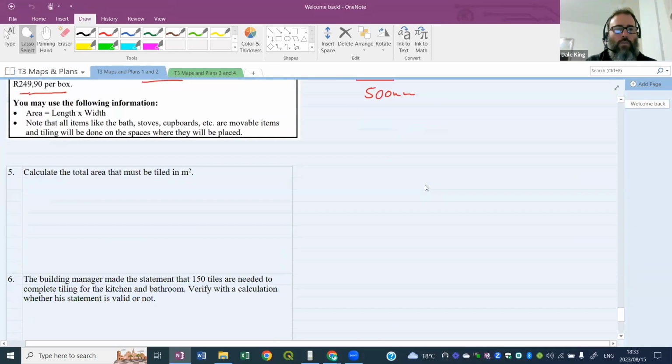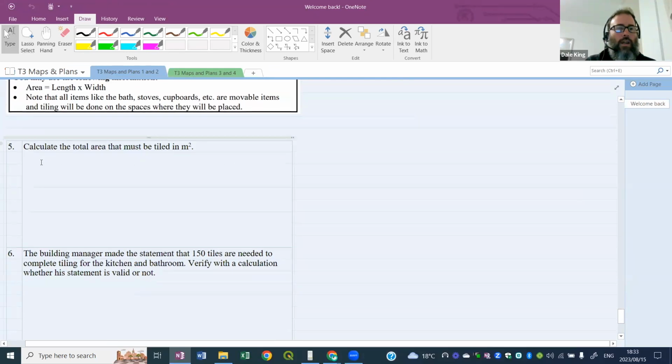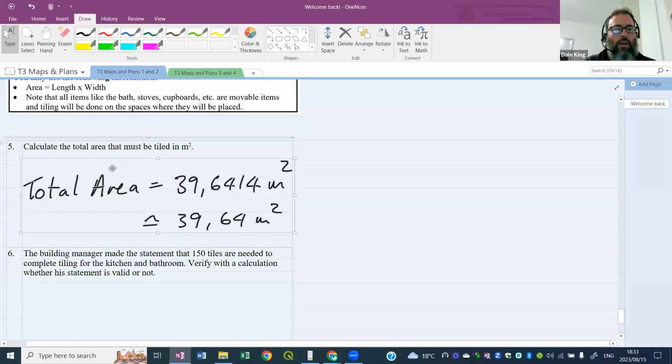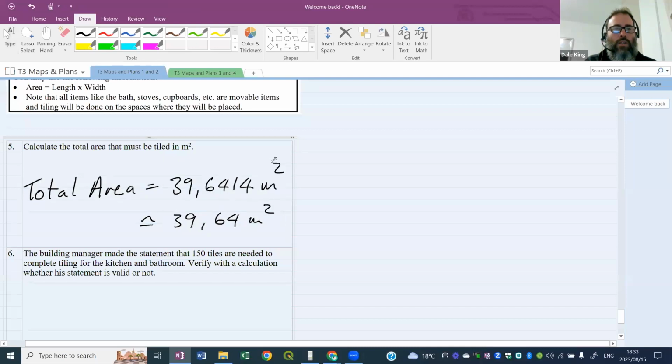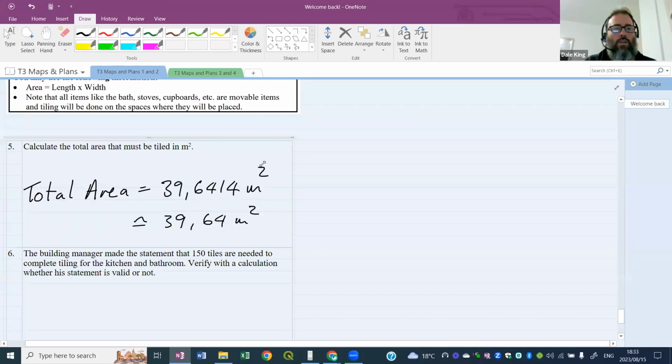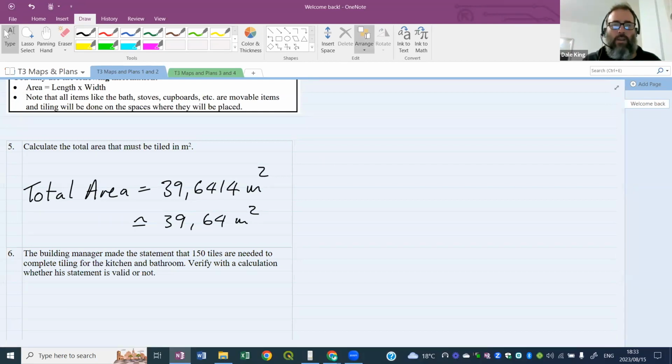That's where we are. Those people that are new here and are thinking, what is going on? We are going back to a question we did on Thursday, which is on maps and plans still. So we're going back to a question where we're starting to incorporate finance into the question now. Okay.